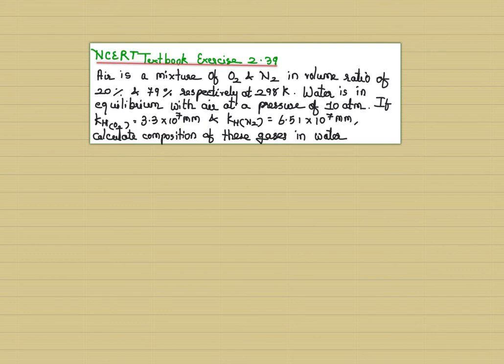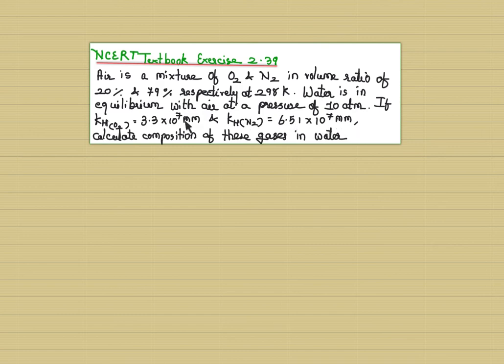Look at this. Air is a mixture of O2 and N2 in volume ratio 20 and 79 respectively. Now water is in equilibrium with air at a pressure of 10 atm. So there is water in a container and there is air in that container which has a pressure of 10 atm. And now they say that you have to find out the composition of gases in water. So you have to find out what would be the mole fraction of nitrogen and mole fraction of oxygen in water. Now KH for oxygen and nitrogen are given.